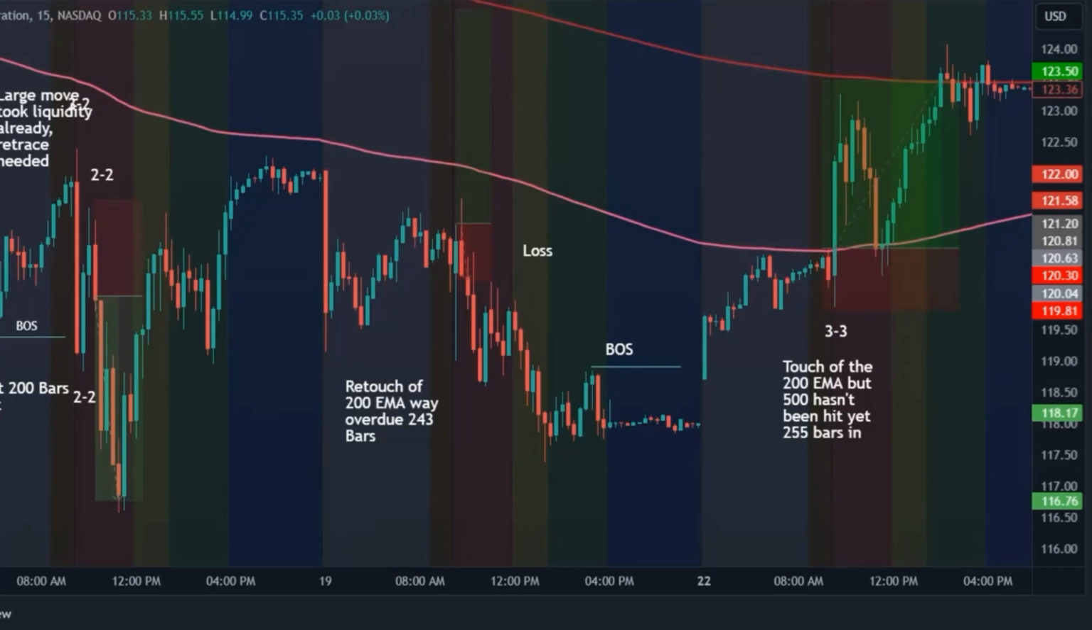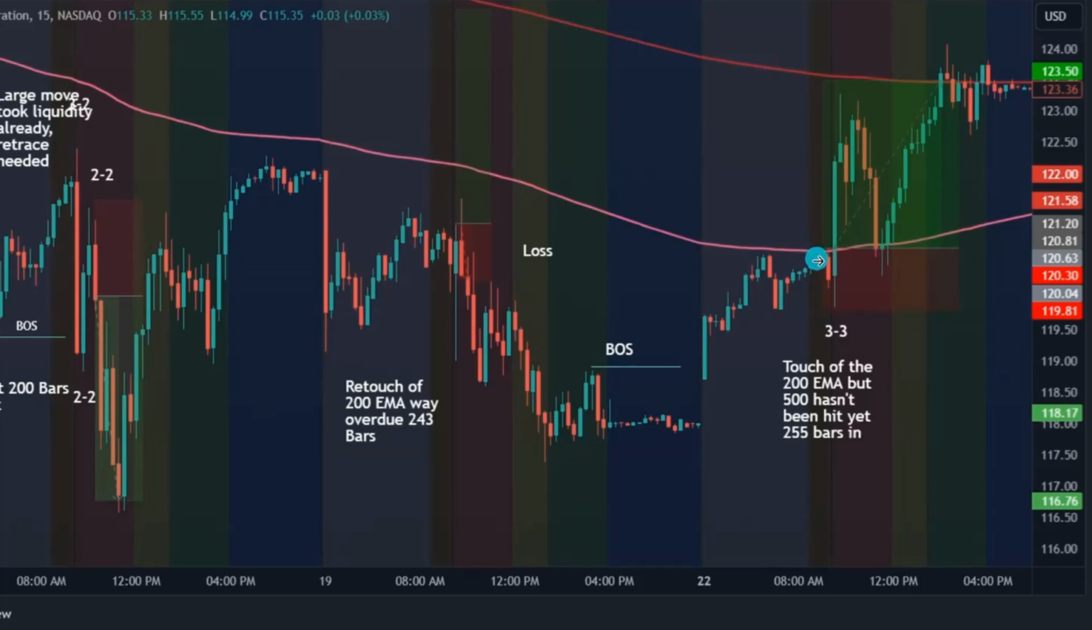However, when price moves that long away from the 200 and has not touched the 500, it usually tends to go back to the 500 at the halfway point. Now, it may not go all the way back, but it tries to make an attempt to go back to the 500. And we have been away from the 500 for 255 bars. So taking this move to the downside would have been a loss.